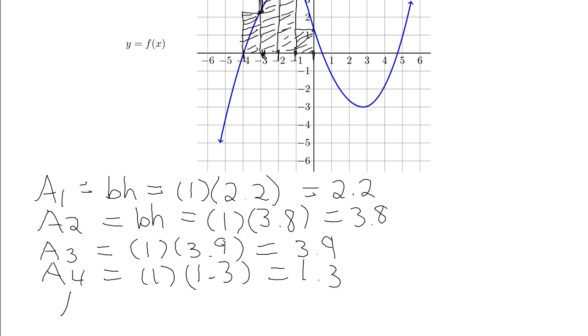So my total area, approximately, when I add up these 4 numbers, so I'm just going to say 2.2 plus all the way up to adding up 1.3, is 11.2. So we can see that the right endpoint approximation, in this example at least, gave us a larger approximated value than the left endpoint approximation.